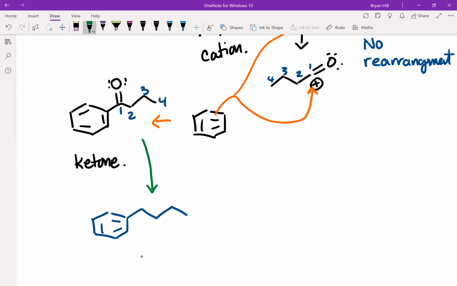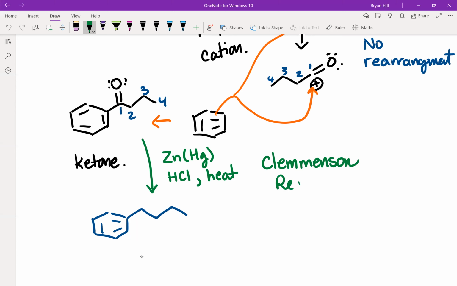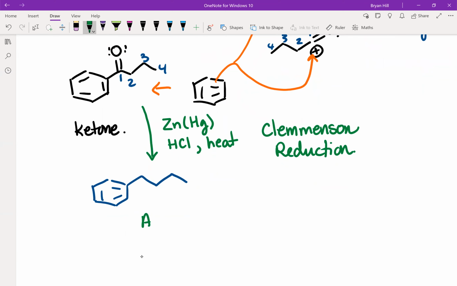We will never do the mechanism of this because that would be painful. Zinc mercury amalgam with some acid, and you heat this up. And this is the Clemmensen reduction. And so this will reduce a ketone all the way down to the alkane. So it doesn't stop at the alcohol, it goes all the way to the very end.